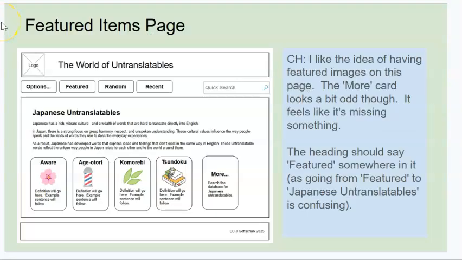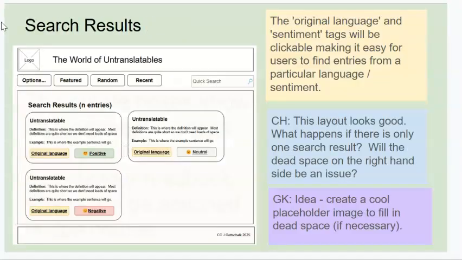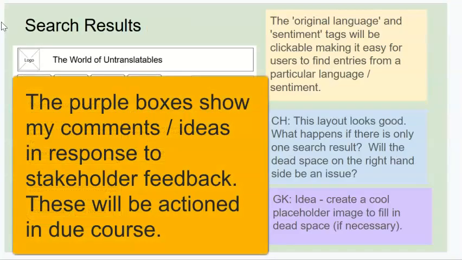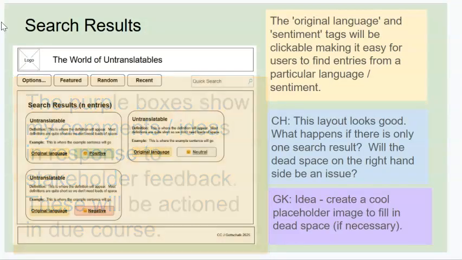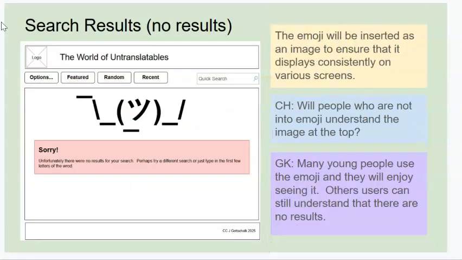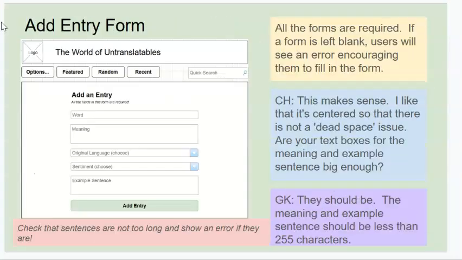In addition to the basic page, I wireframed my featured items page and got feedback. I created a wireframe for what my search results will look like and got feedback. And I've also got a page if there are no search results, where once again, you can see that I've got feedback on my ideas.